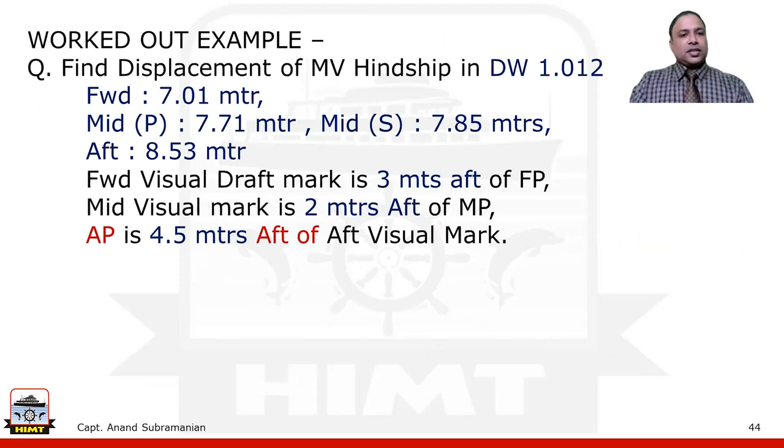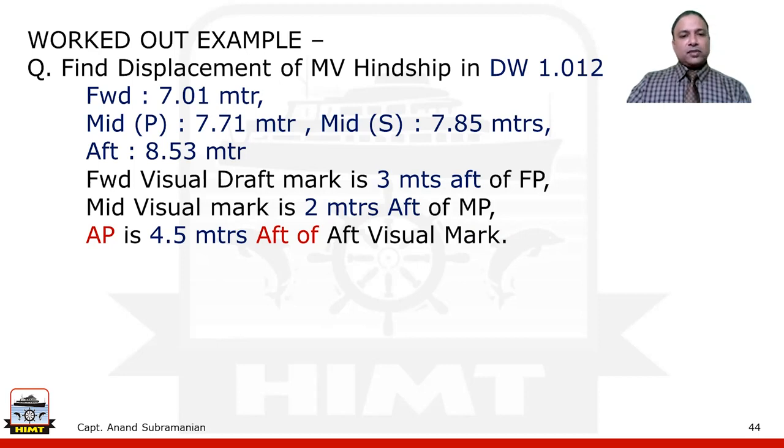Now let us work the whole thing out using an example. In this particular example, we are going to take the values from MV Hinship, the stability particulars you are going to use in your examinations also. We have to find out the displacement of MV Hinship in a dock water density of 1.012, where the given drafts are: forward 7.01 meters, midship port side 7.71, midship starboard side 7.85, and aft 8.53 meters. Now these are all visual draft marks.